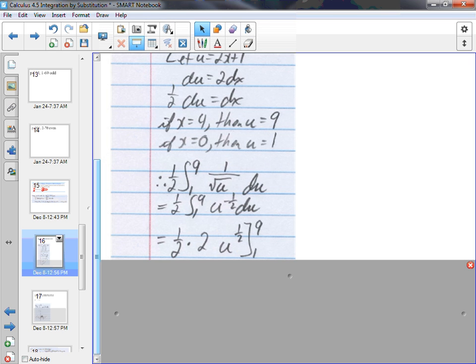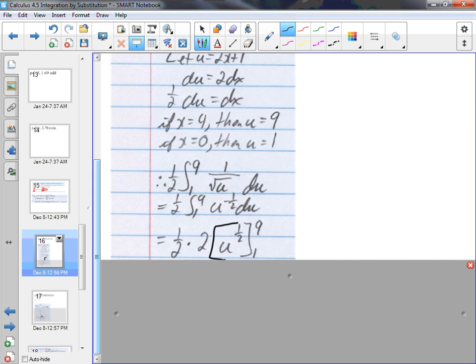And this is evaluated from 1 to 9. Now notice I didn't put a front part of the bracket on. I can put it there. I don't have to put it around that 2, do I? Because I'm factoring the 2 out. Well, as you probably know, 1/2 times 2 is 1. So all I got to do now is evaluate u to the 1/2.